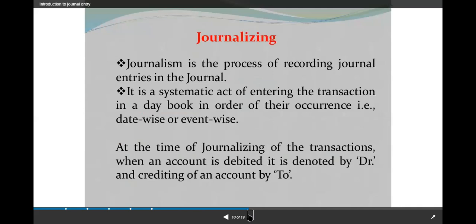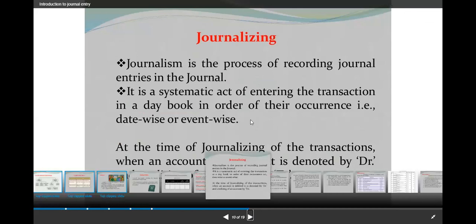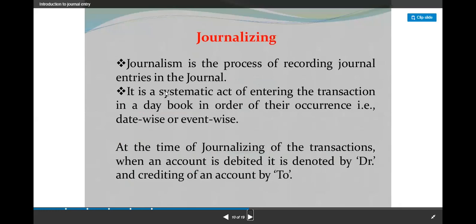Then your work starts with journalizing. How to write your transaction in journal. This is, it can come in your MCQs, which is a systematic act of entering the transaction. So it is journalizing. Journalizing, it is also called like day book. आप event wise लिखते हो, आप date wise लिखते हो, right? Now at the time of journalizing, आपने जब transactions को लिखना है, आपको क्या चीजें अपने mind में रखनी है?